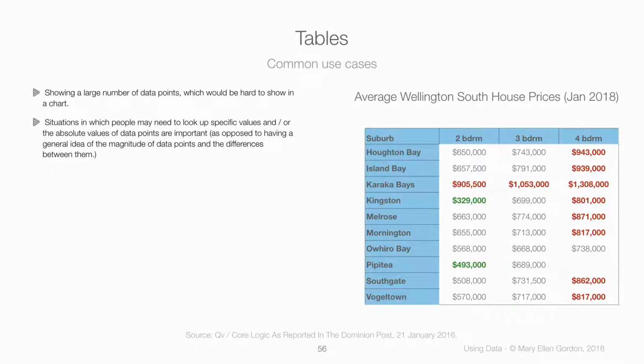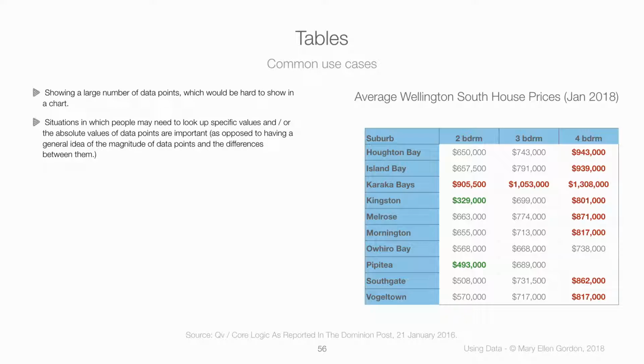Next, let's talk about tables. Common use cases for tables are situations in which we have a lot of data points that would be really difficult to show on a chart just because of their volume. They're also useful in situations where people might need to look up a specific value as opposed to just having a general idea of the magnitude of the data points, differences between them, overall patterns, that sort of thing.